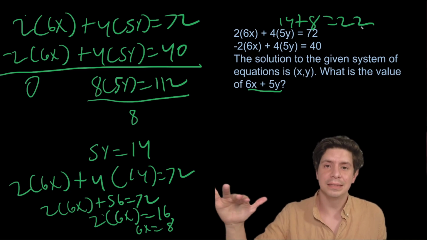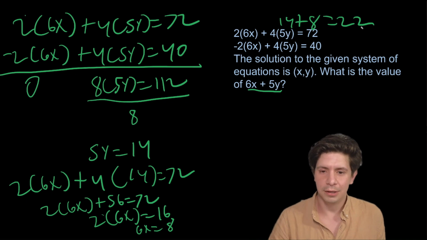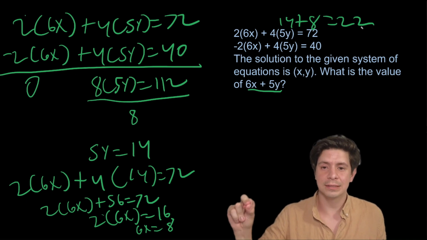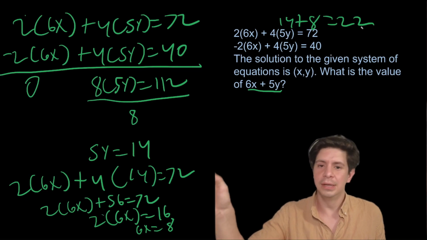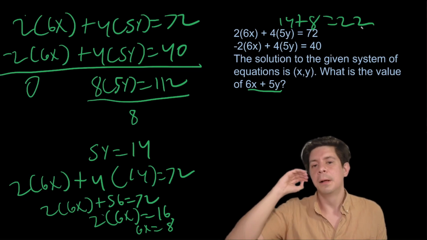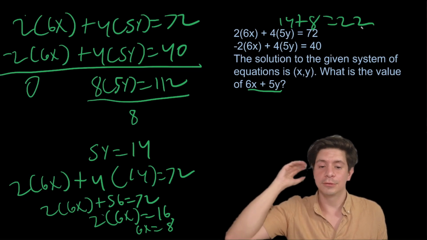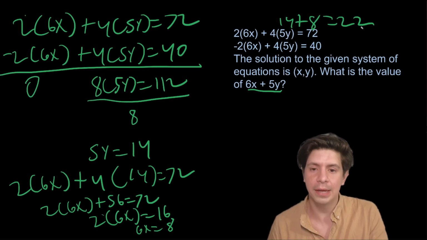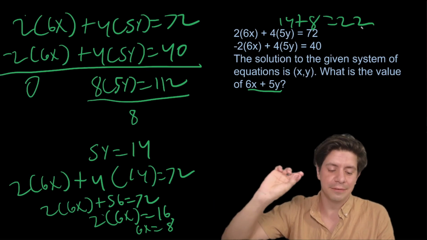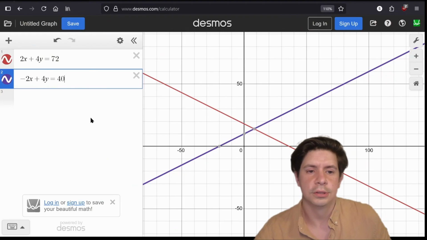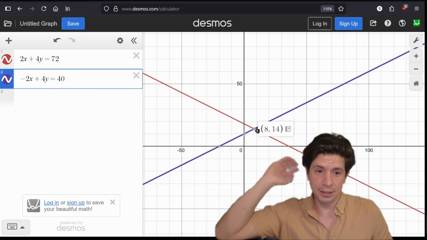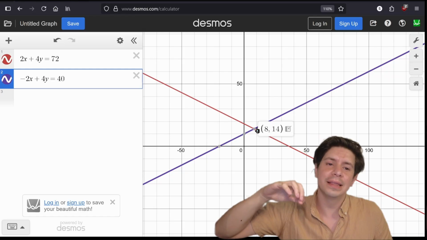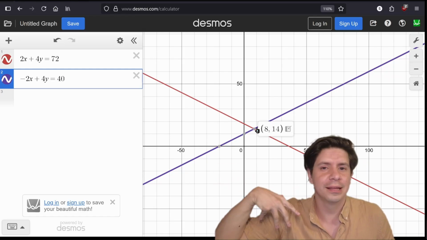I'm going to plug these into Desmos in this weird way where, instead of 6x and 5y, I'm just going to do 2x plus 4y equals 72 and negative 2x plus 4y equals 40, and you'll see that it works the same way. And just that substitution makes the values a little cleaner, which I like. So you have plugged them in, and the point is (8, 14), which adds up to 22. If I had plugged it in the other way and then had to go backwards and solve for x and y, that'd just be wasting time.